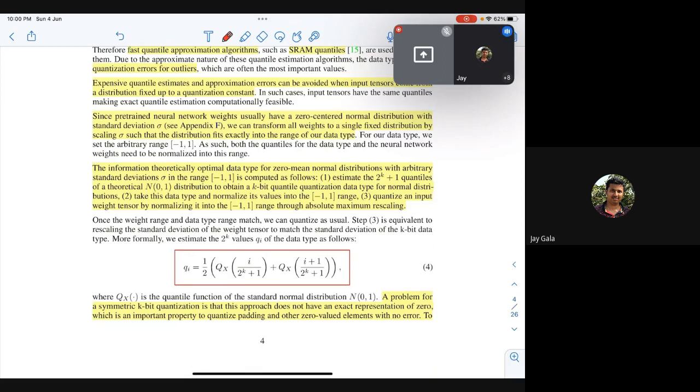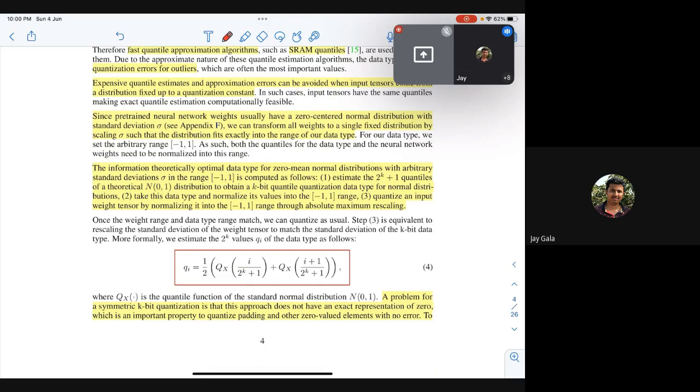So one is, first you estimate the number of bins or the quantiles that you want to have. And in this case, let's say for a k-bit quantization, there would be 2 raised to k plus 1 quantiles. And all of these are drawn from a normal distribution, basically with mean 0 and deviation of 1. That's the first part.